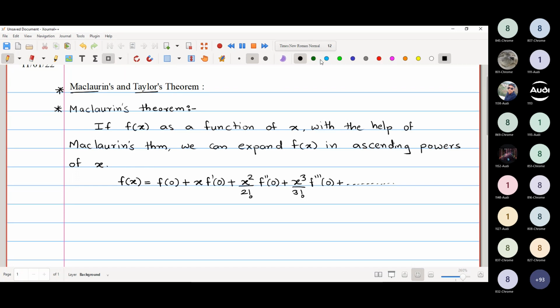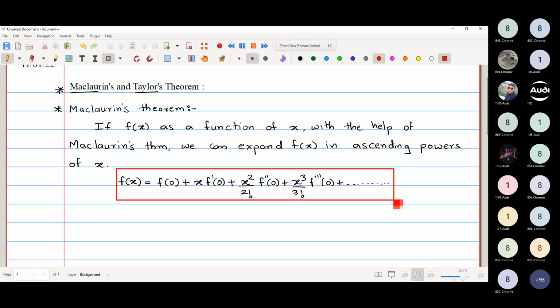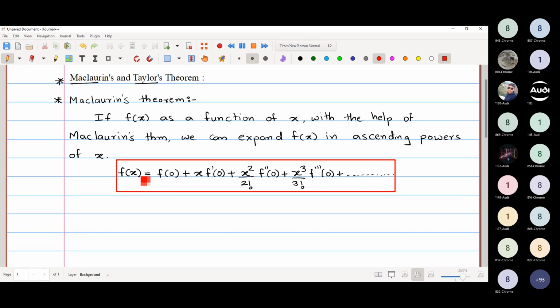So this is a very important formula. With the help of this, we are going to solve many examples. In fact, all MCQs which are based on Maclaurin's theorem depend on this formula. So this formula is very, very, very important. If you want to expand a function in the ascending powers of x, this is the formula. And it is quite easy to remember.